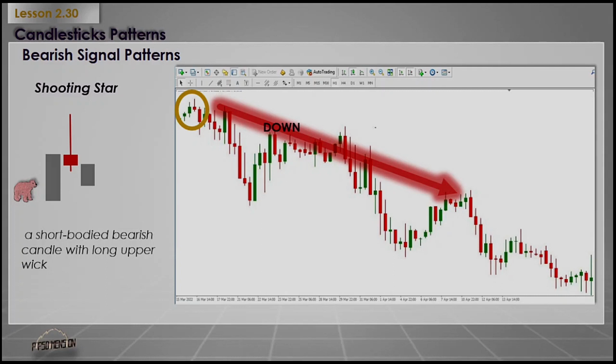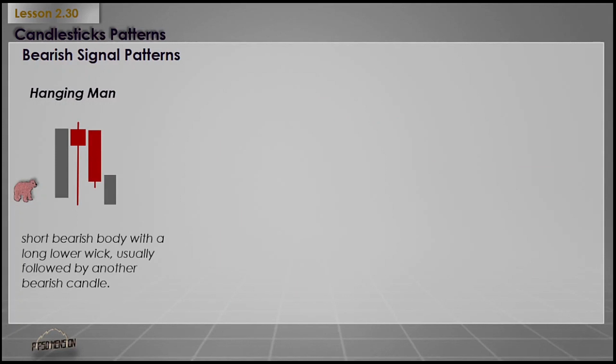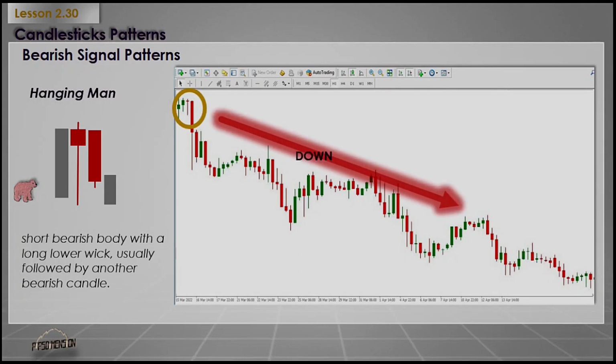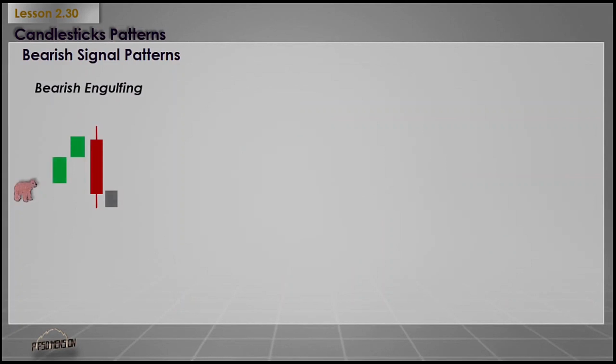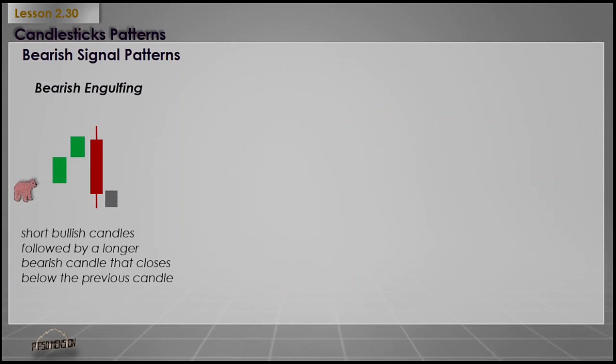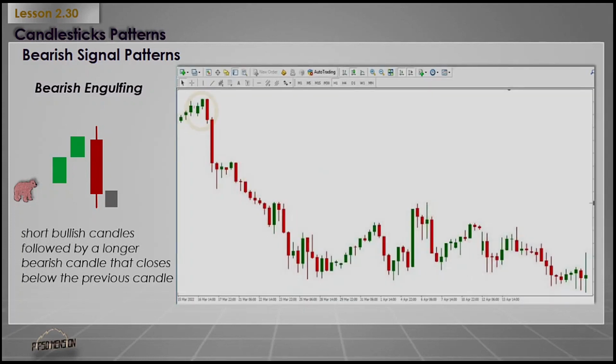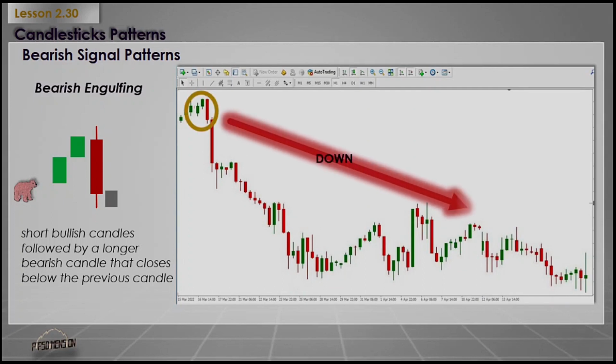Another one is the hanging man pattern, which is just like the shooting star pattern. But for the hanging man, there is a short body with a long lower wick, which is followed by another short candle. Next is the bearish engulfing candlestick pattern. A long bearish candle closes below the last 2 or 3 consecutive bullish candles. So for confirmation, you wait for the next candle to open below the bearish engulfing candle.